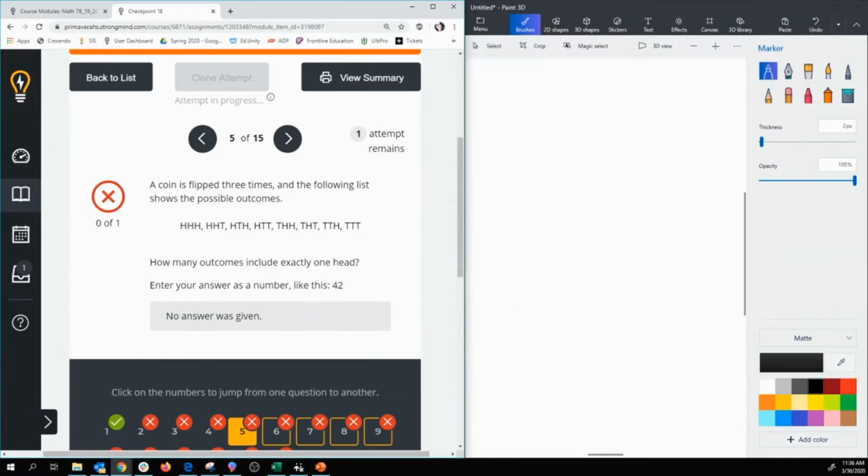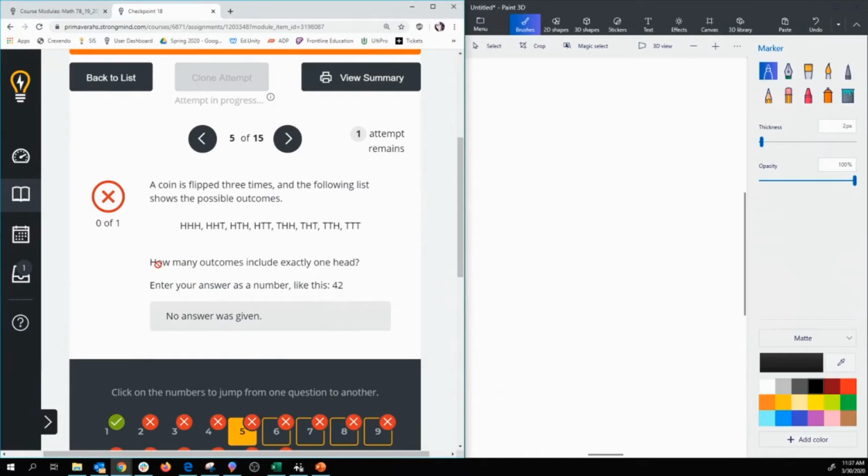Now for these problems, when you are asked for a probability, probability is where you put your answer as a fraction. If you're just asked for how many outcomes, that is just a number. Okay, so use the enter your answer as a number like this. Double check this last line to see if you're typing it in as just a number or as a fraction. Remember, fractions are only for probability.